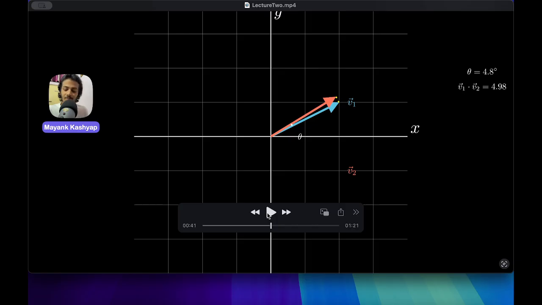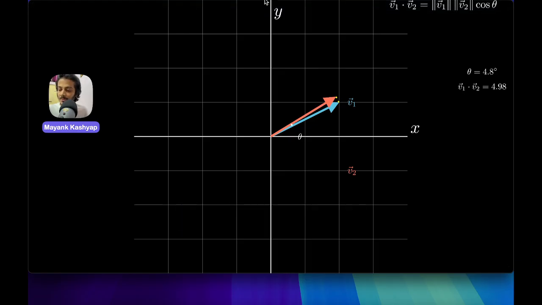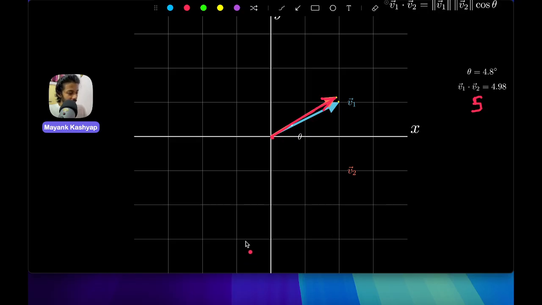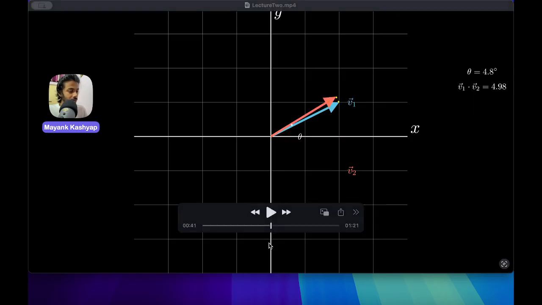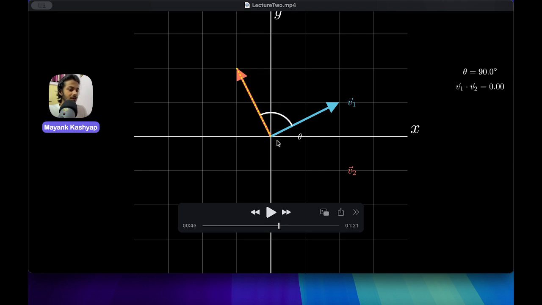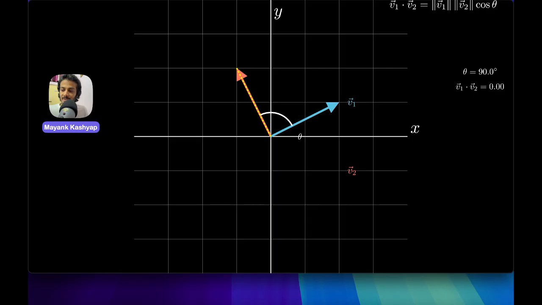At the point where these vectors meet, the dot product will be something around 5, I think. We'll need to calculate that. And when the vector comes exactly in the reverse direction, the dot product will be the same but negative. So I hope you are getting the idea that it is basically giving you how similar the vectors are.